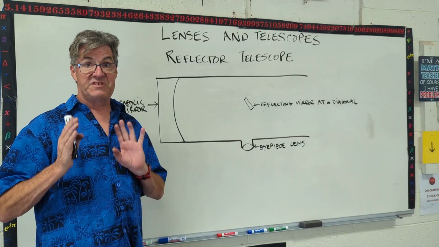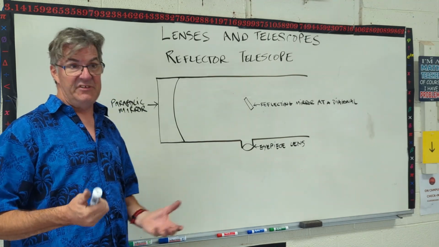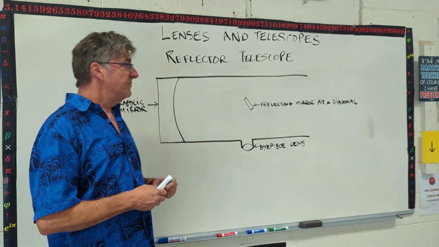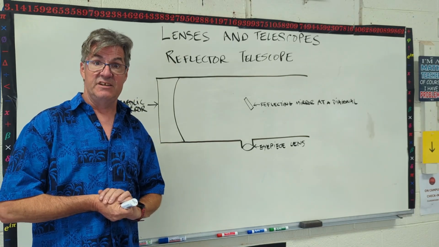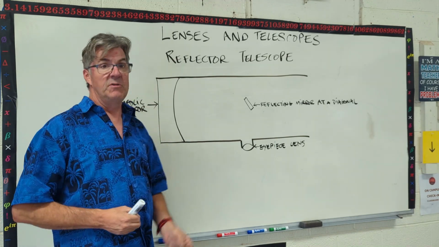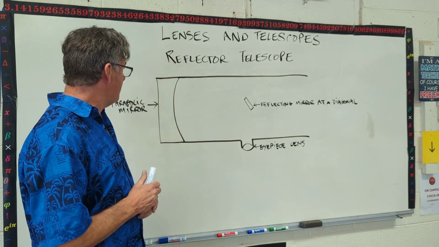One more type of telescope, and this is way more common in the big league telescopes that look at distant galaxies and all of that kind of stuff. This is called a reflecting telescope. So it does use lenses, but in this particular telescope, we've got 2 mirrors instead of lenses. So let's take a look at how that works.